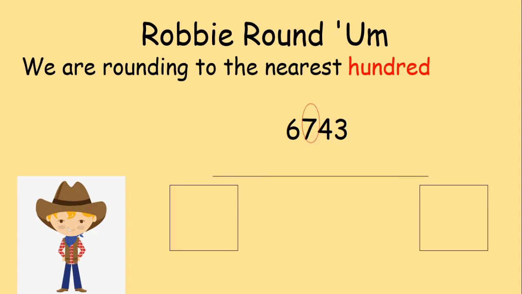In order to round this number, I need to look in the hundreds column. I'm then going to look to my right. The number is 743 on its own. I have two options. I could round down to 6,700, or I could round up to 6,800. 6,743 to the closest hundred would be 6,700. I would round down as there are 4 tens.